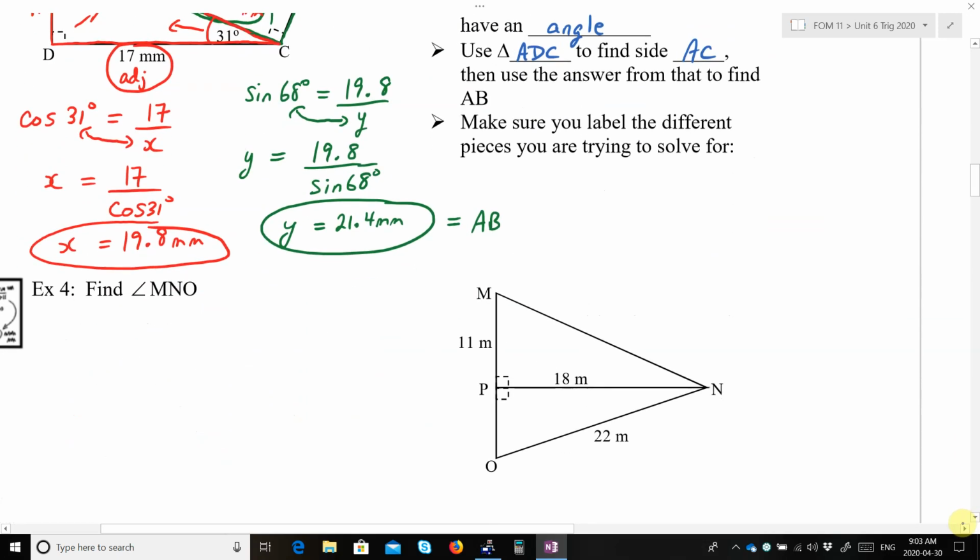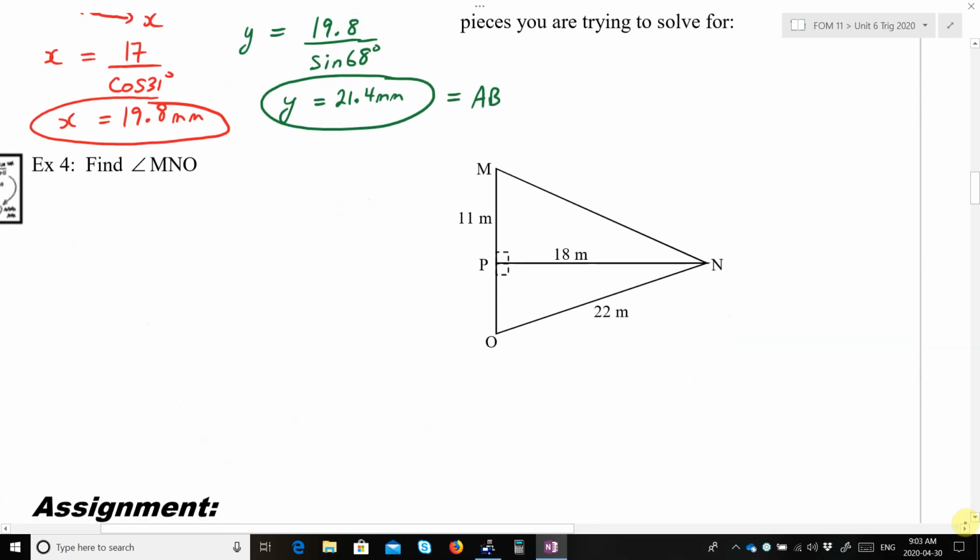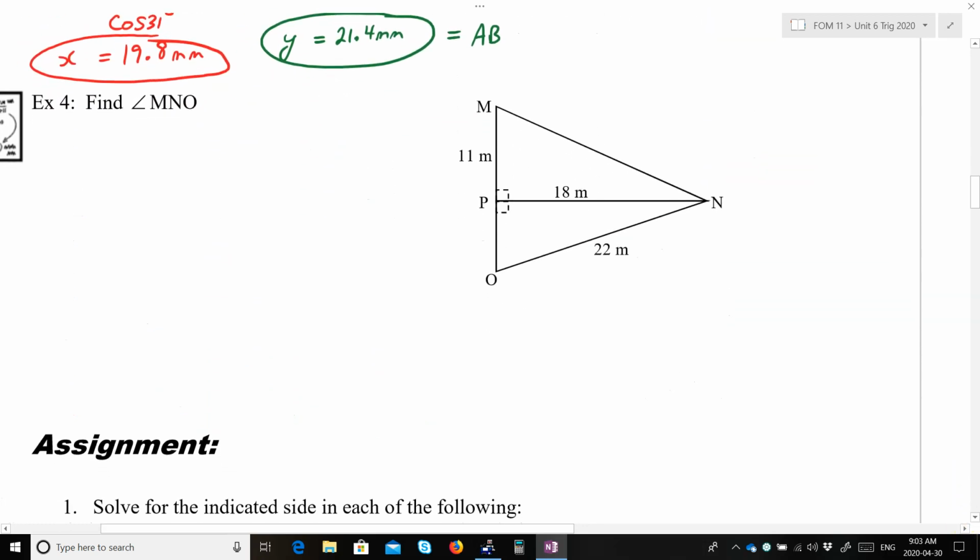All right, and we'll finally finish off with example 4. This time it wants us to find an angle MNO. So if I move from M to N to O, it wants us to find this whole big angle right here. Okay, and that big angle is made up of two little angles, this one here and this one. So, as you probably could guess, we have to find the two little angles separately and then add them together.